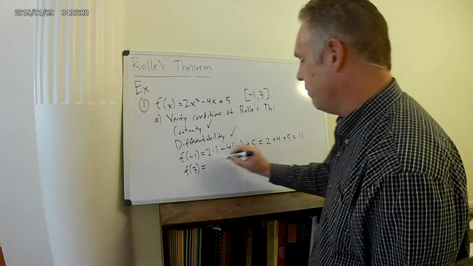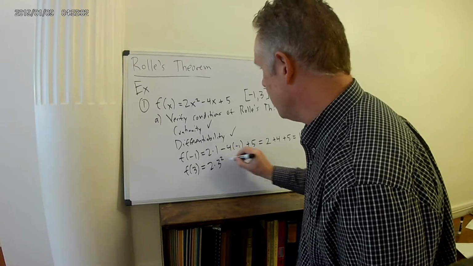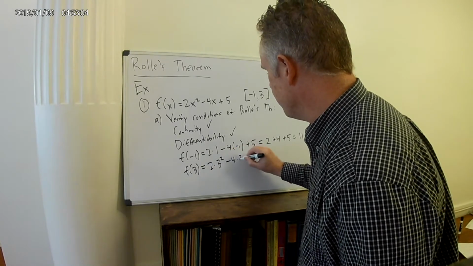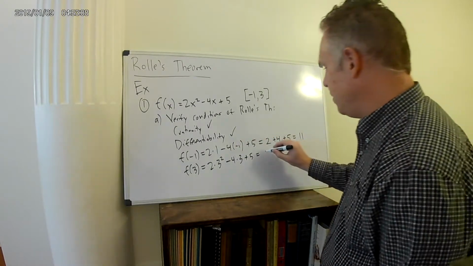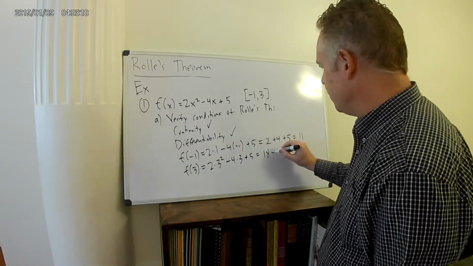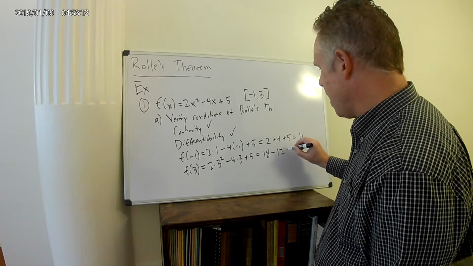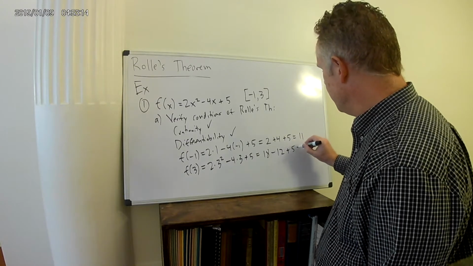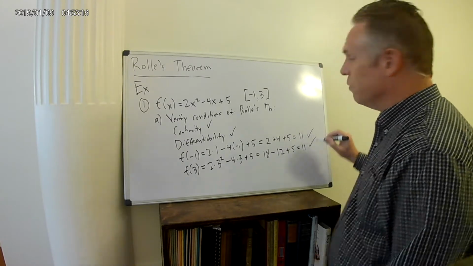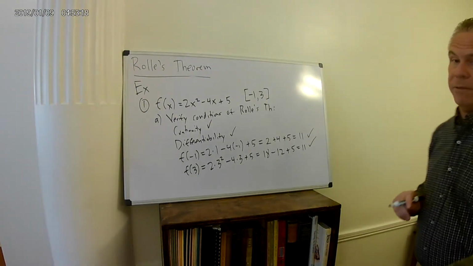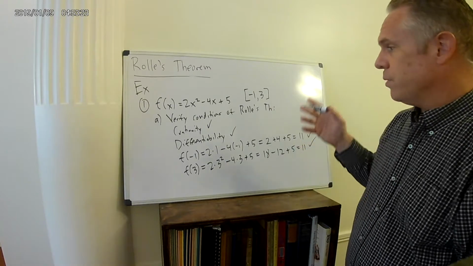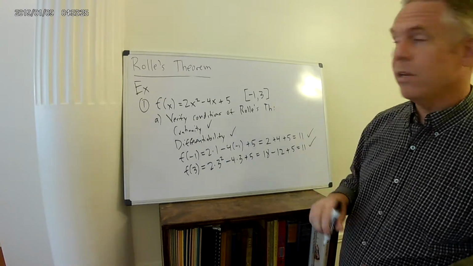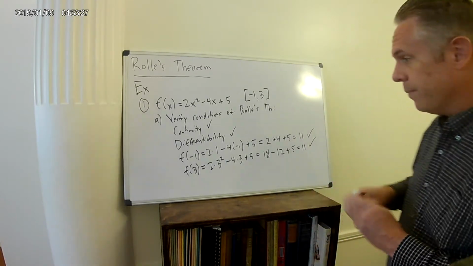And then what we can do is plug in f of 3. If we plug in f of 3, we get 2 times 3 squared minus 4 times 3 plus 5. Let's see what that equals. This is 9, this is 18, right? Minus 12 plus 5. And this equals 11 as well. So we've just verified that the value of the function at the 2 endpoints of this interval is the same. So we've verified the 3 conditions of Rolle's theorem.